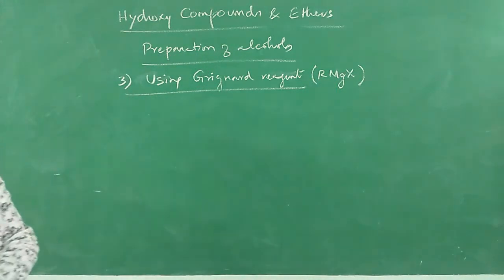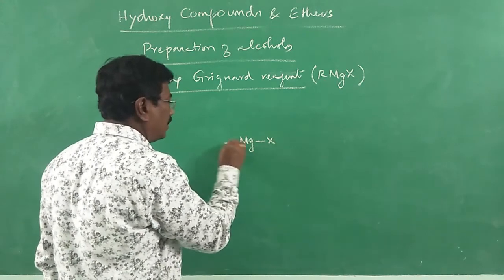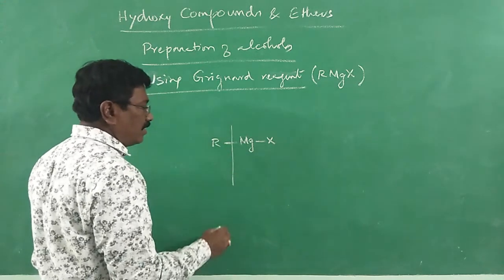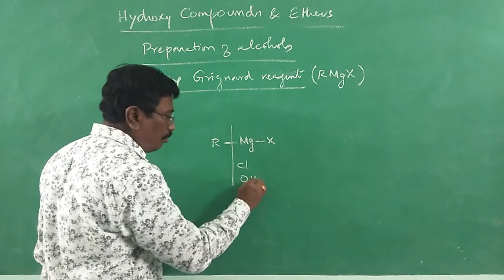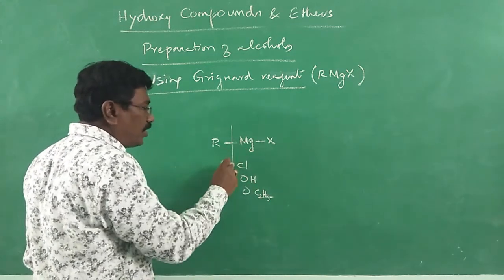RMgX is a Grignard reagent, a very important Grignard reagent. Why? The tendency of magnesium is to make a bond with a halogen, a hydroxy group, or an ethoxy group. So this is how magnesium is getting substituted.